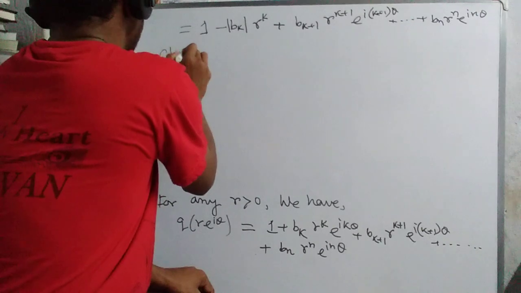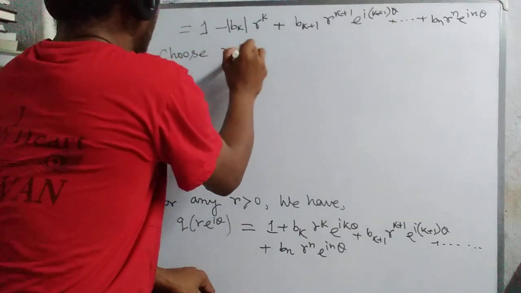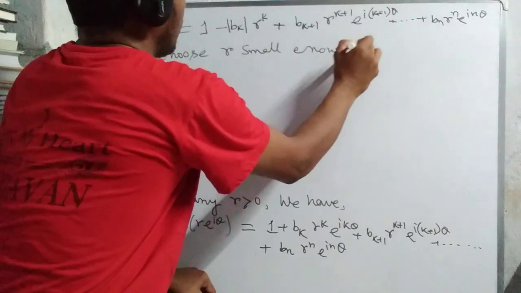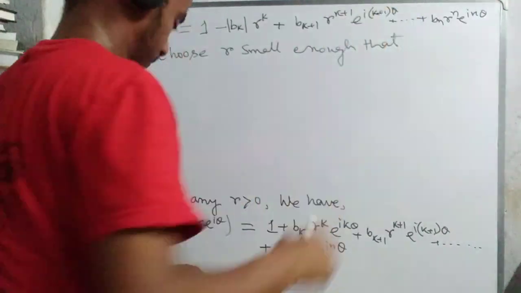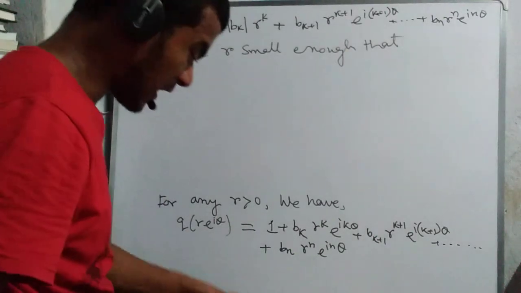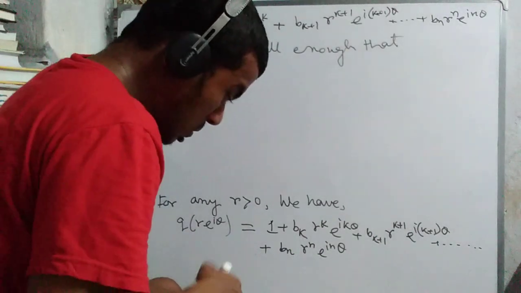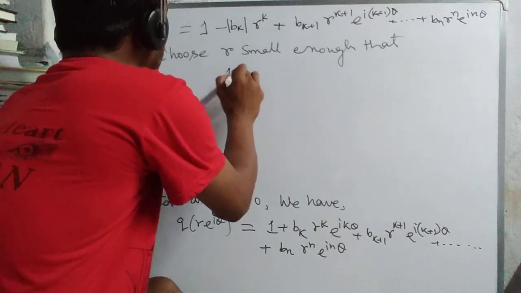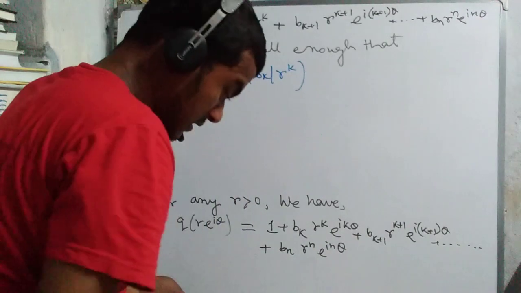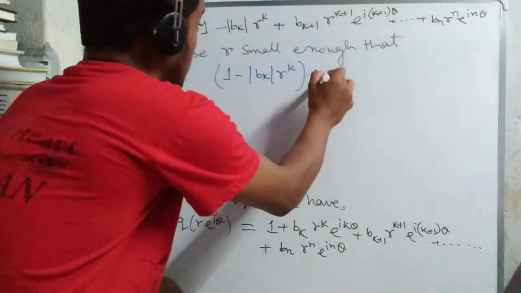Then choose r small enough that one minus modulus of b_k r^k is greater than 0.